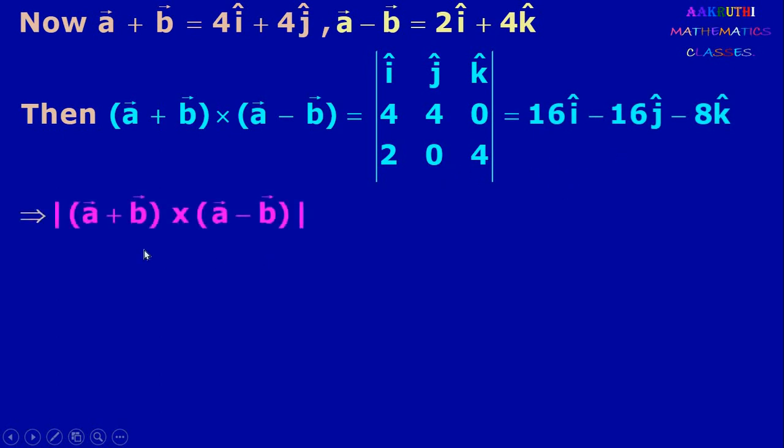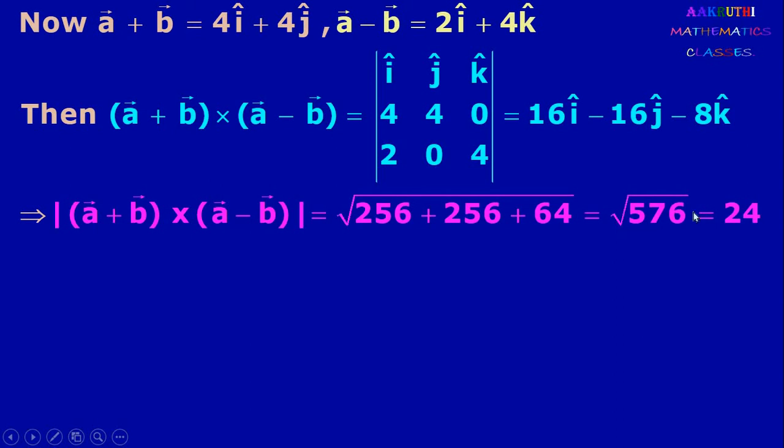So next we find the magnitude of this vector. The magnitude of (A plus B) cross (A minus B) is root of 16 square plus 16 square plus 8 square. It is root of 256 plus 256 plus 64, which is root of 576, and it is equal to 24. Therefore the magnitude is 24. We know that the unit vector perpendicular to both of the vectors is n cap.